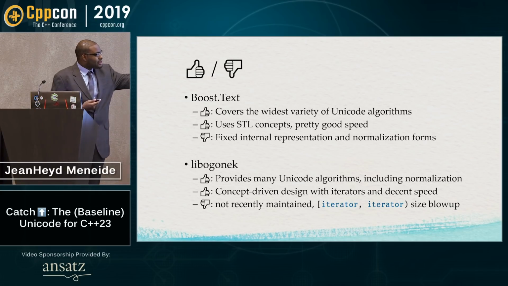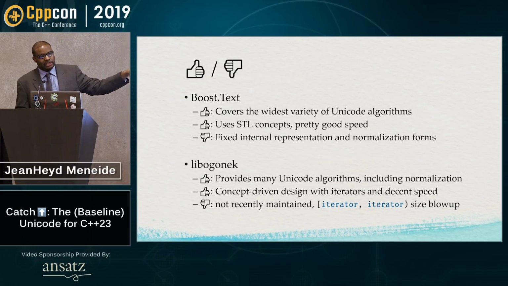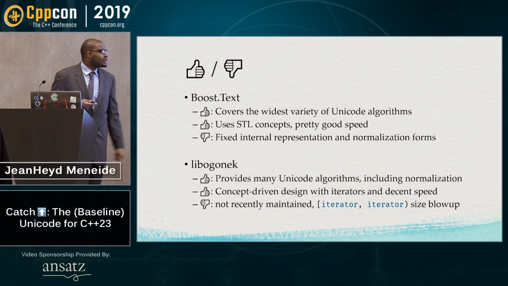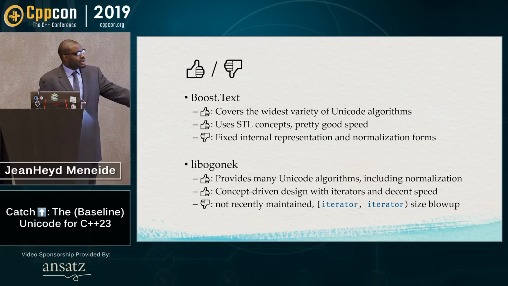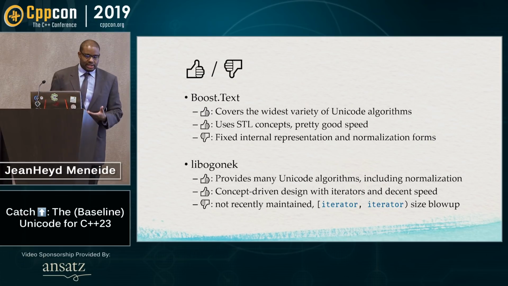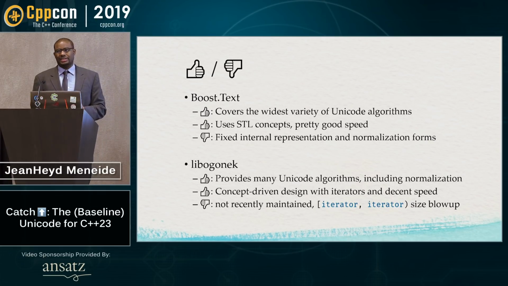libogenek, right? I'm not going to talk about TextView because libogenek basically does all of what TextView does, but better and further. It provides many of the Unicode algorithms, including normalization. It has a concept-driven design with iterators, and it has pretty good speed, but it's not really recently maintained. It was started, I think, back in 2012, and he did a lot of work on it and got really far. But he got a job, life, wife, etc.